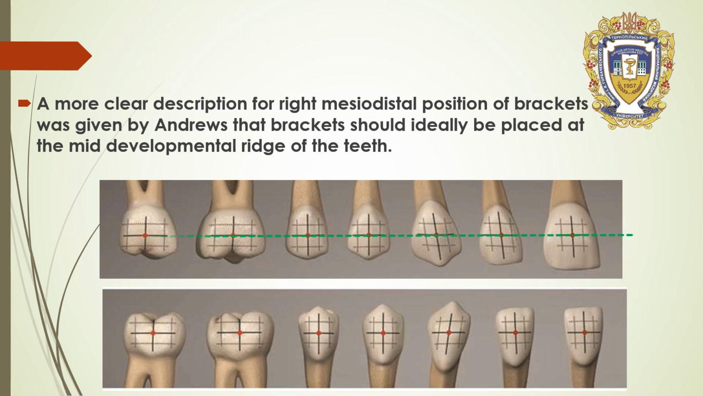A clearer description for the right mesiodistal position of brackets was given by Andrews: brackets should ideally be placed at the mid-developmental ridge of the teeth. The mid-developmental ridge is shown in the upper and in the lower teeth.